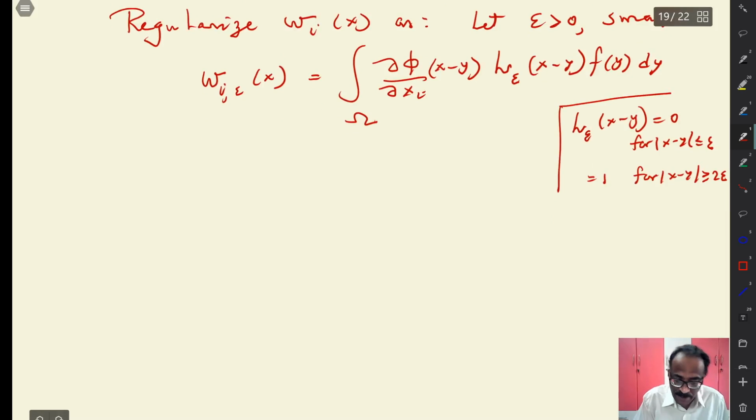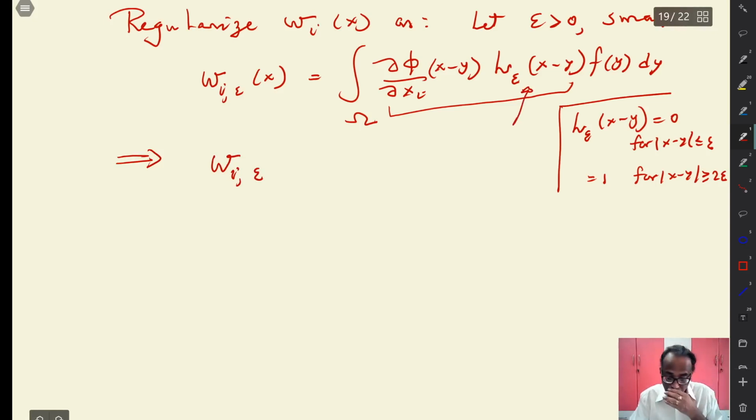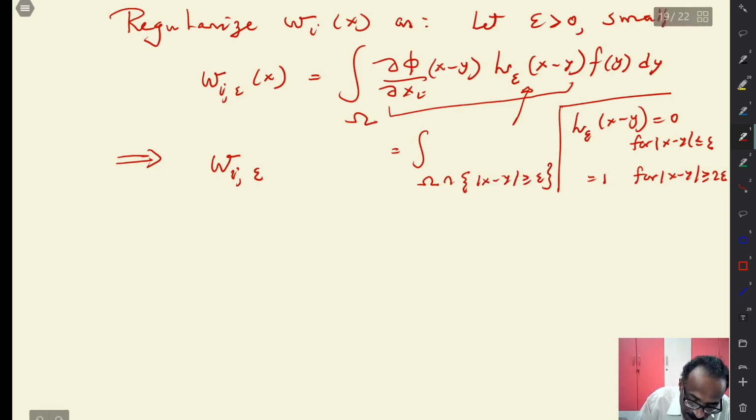Okay, so now there is no problem here, you see. You can take differentiation because h epsilon vanishes, so there is no problem of singularity inside. Therefore, by regularizing, the singularity is removed. Wherever the singularity is, it is completely removed. So basically this is an integration over omega intersection mod x minus y greater than or equal to epsilon. There is no singularity. This implies wi epsilon is C1 of omega.